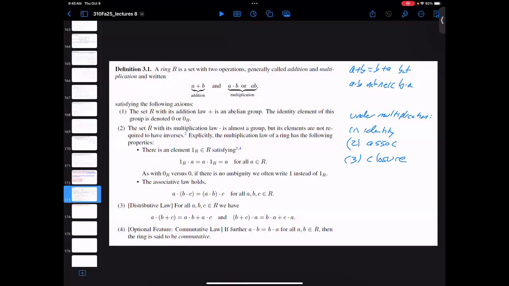Under addition, R is supposed to be an abelian group. So not only is it a group, but it's an abelian group. Things commute. Under multiplication, we do not have a group. We almost have a group. We do not require the elements to have inverses. And there's one element in particular that we should not be expecting to have an inverse. What element would that be?